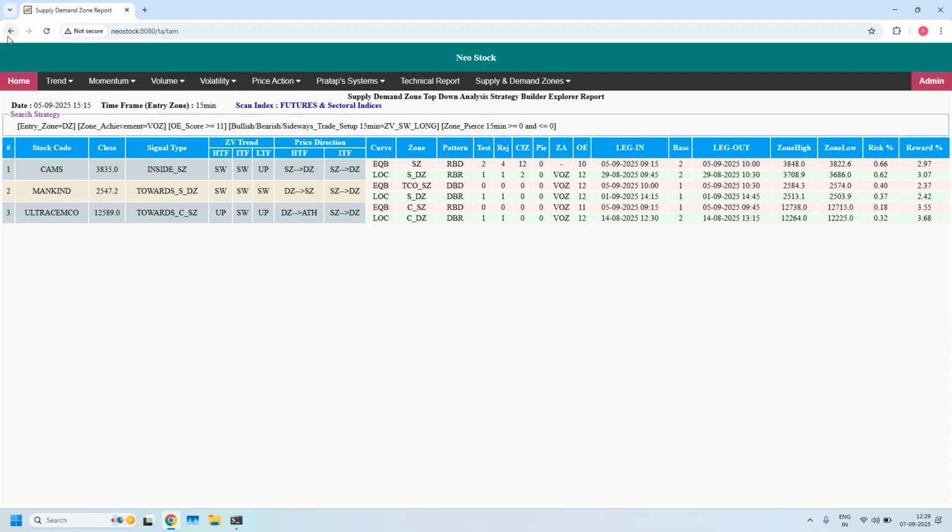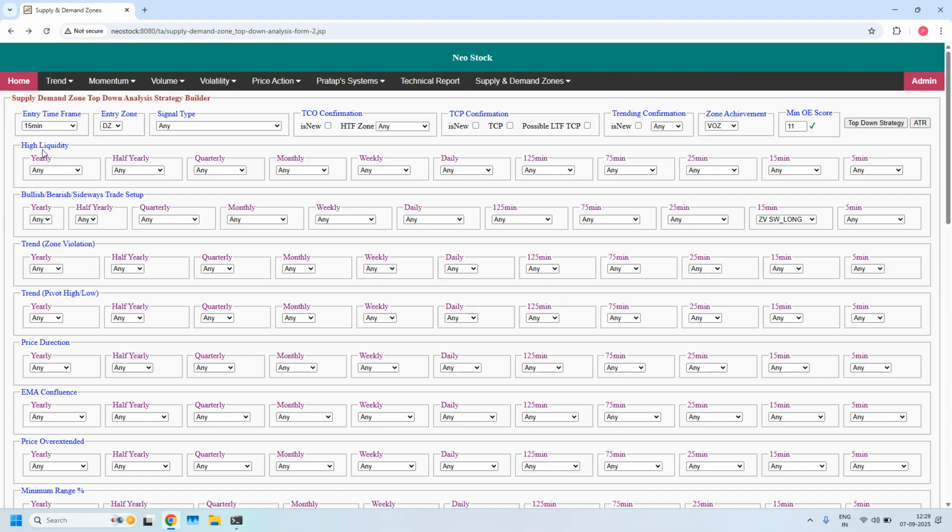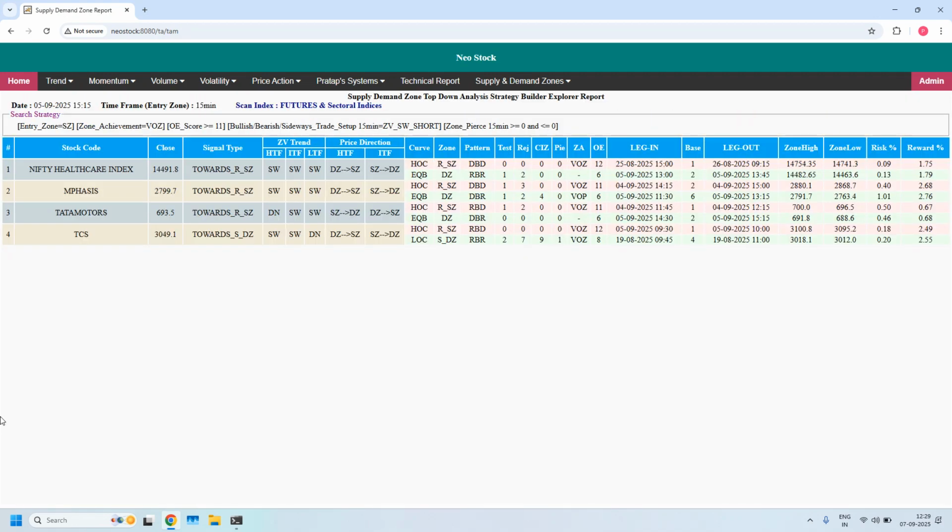Okay, next sideways short trade setup for daily income trade. Changes are 15 minute supply zone. And here sideways short. Let's filter. We got 4 stocks supporting sideways short trade setup for daily income trade. And entry time frame zones are 15 minute supply zones. See, a couple of zones already gave a test.